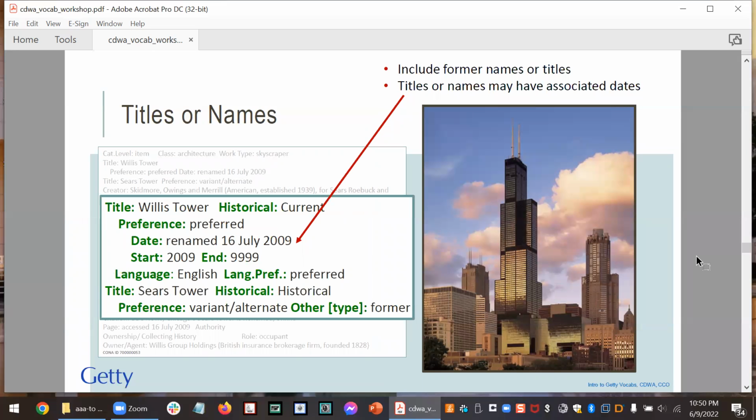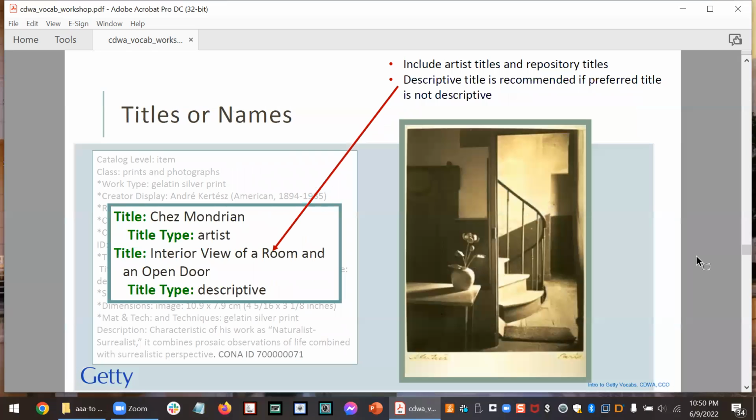You might have dates with the titles. This is a work of architecture, which was renamed in 2009, and had other names before. And it's also true often for paintings and other works that you have former titles, and you might know the dates during which it went by that title.